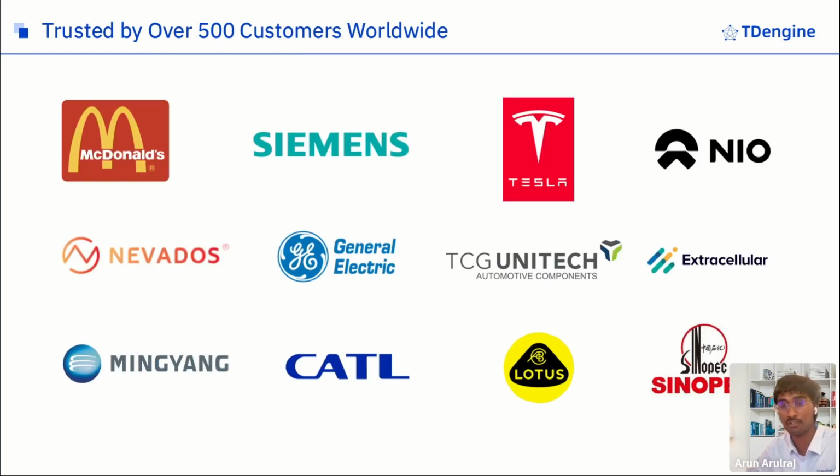Here are some of the names that you might notice. Some of the big players like McDonald's, Siemens, CATL, which is one of the largest battery manufacturers in the entire world, GE, Novatos, Mingyang. These are some of the big players that use TDengine on a daily basis and are very happy with us. So that's some background on us and our customers.